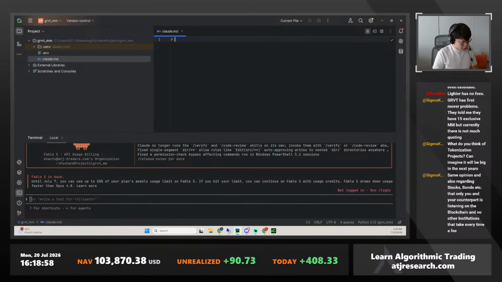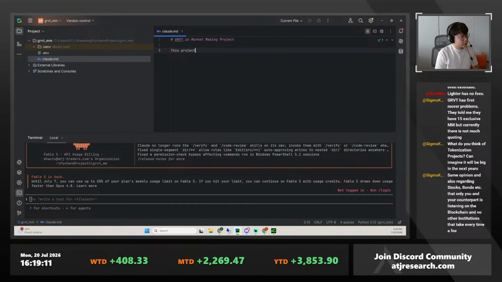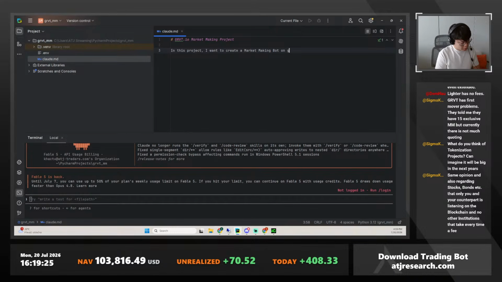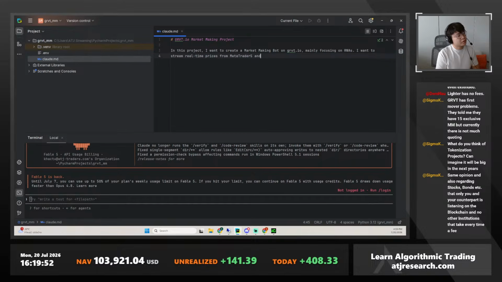Okay, so this project is grvt.io marketing project. In this project, I want to create a market making bot on grvt.io, mainly focusing on RWAs. I want to stream real-time prices from MetaTrader 5 and quote a spread around the MT5 pair price.